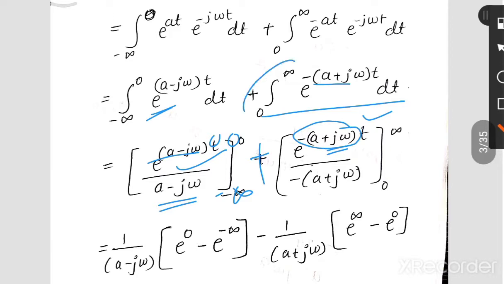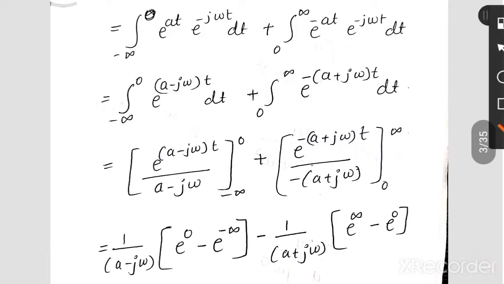Now we substitute the limit from 0 to infinity, and from the first factor you can take 1 divided by a minus j omega and then substitute limits. When you are substituting limits t equal to 0 and t equal to minus infinity, it is the first term upper limit minus lower limit.